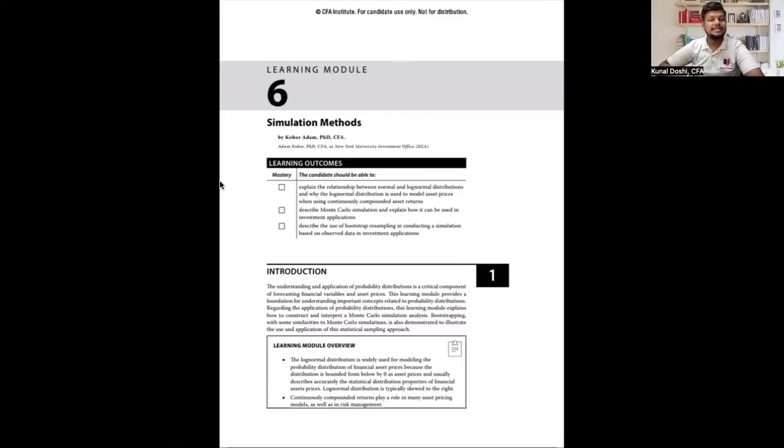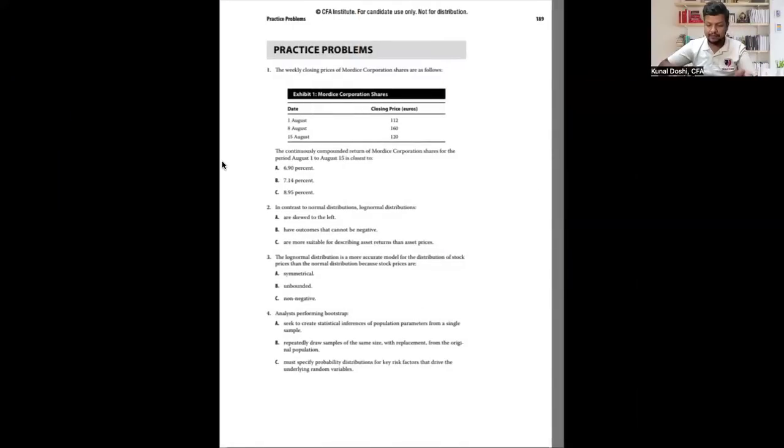Now we are going to do simulation. In this simulation, majorly there was a discussion about log normal distribution and Monte Carlo simulation, where there was also something related to resampling, bootstrapping and all. So there are questions related to that.